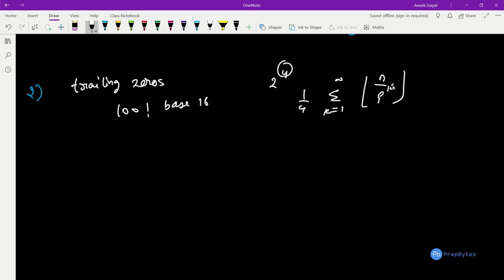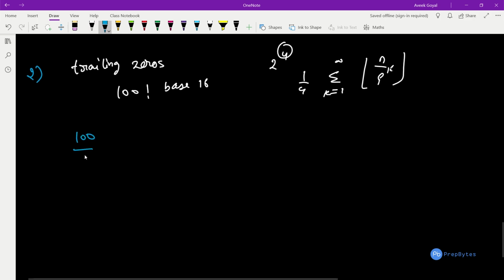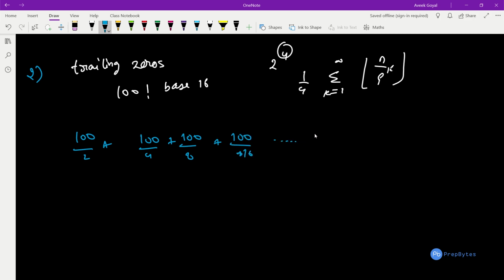So what is this? Let's say the p value is 2, so it is 100 divided by 2 plus 100 divided by 4 plus 100 divided by 8 plus 100 divided by 16, and so on till a division is possible, that is till 100 divided by 64. This value comes out to be around 97, and we have to multiply this whole number by 1 upon 4. So 97 by 4 will give you the number of trailing zeros in 100 factorial base 16.